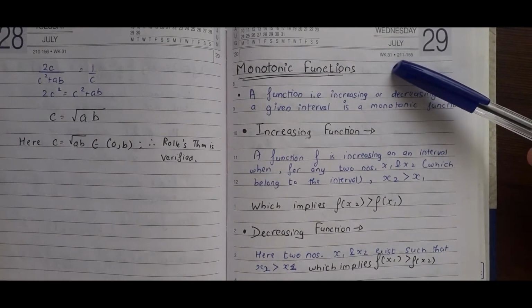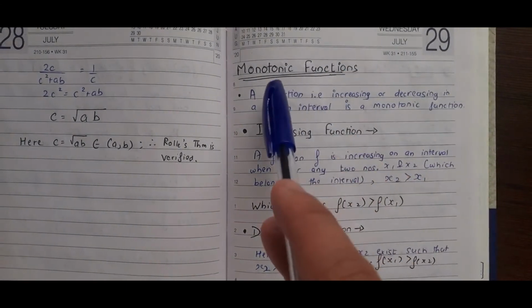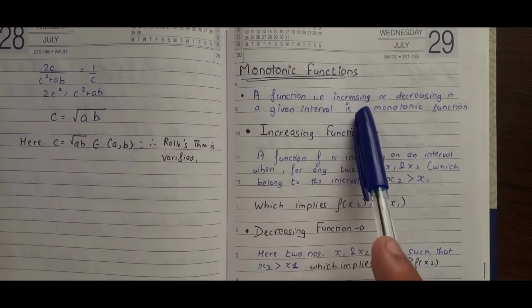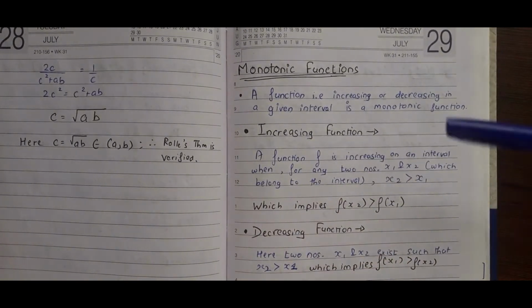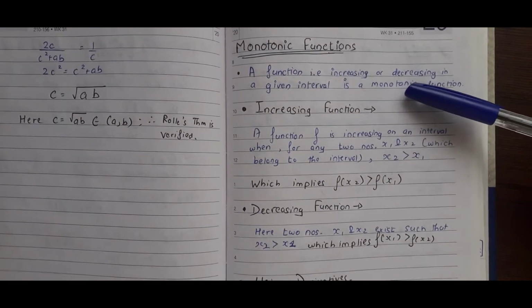Hello, today we'll start with monotonic functions. So what is a monotonic function? A function which is increasing or decreasing in a given interval is a monotonic function. They are of two types. Here you have an increasing function.